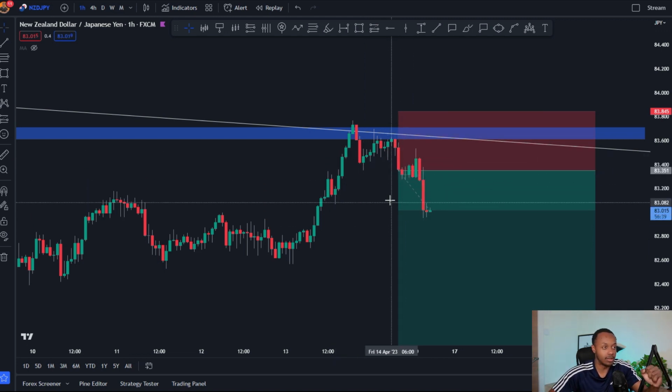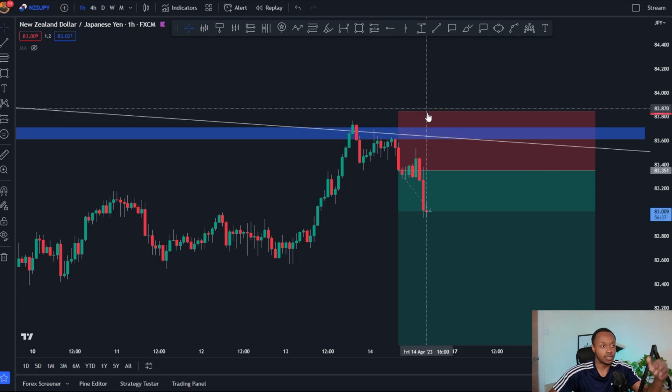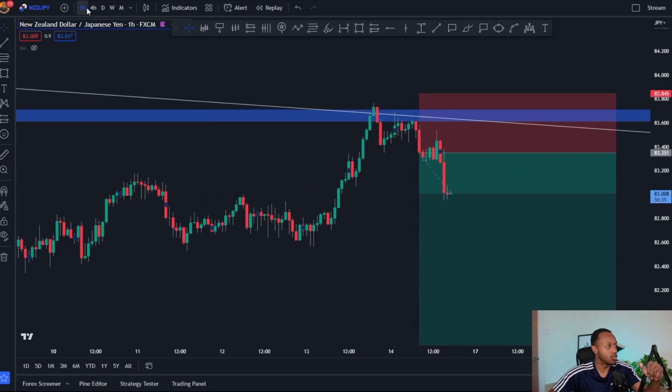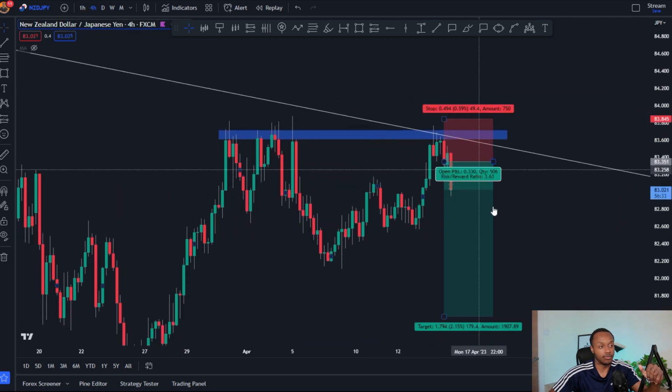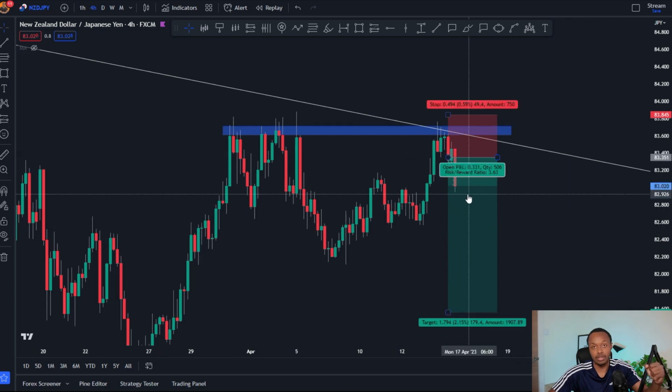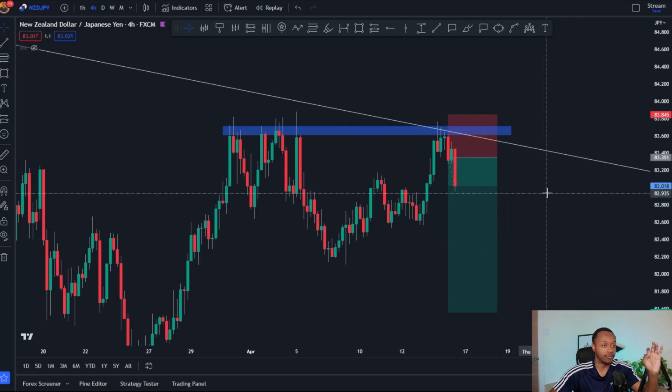Nice shift in momentum down on the hourly time frame. Stop loss above the high with a few extra pips of wiggle room, and then again looking for a push to the downside. And as you can see, we're starting to pick up some momentum there for NZDJPY. So we'll see how that position goes.